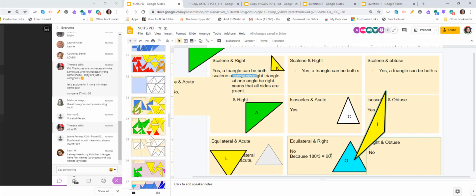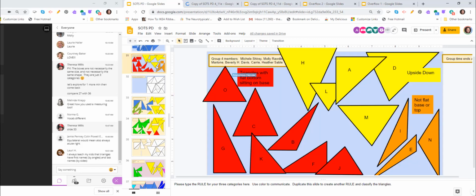And Group 4 did a nice job of this on slide 31. So I'm going to ask you to come on up to slide 31. And Group 4, can you tell us what is developmentally necessary to get up to those sorts? What did you guys think about?